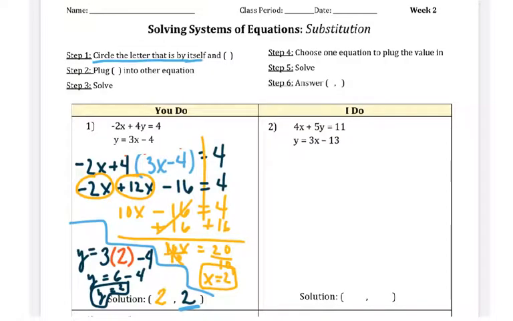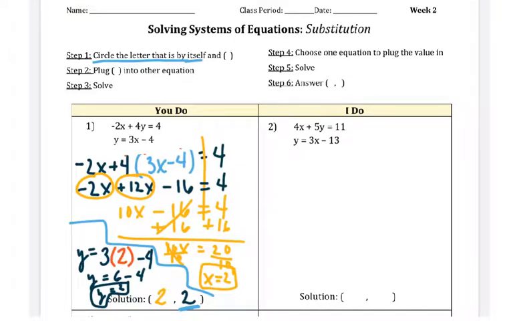Okay, so I substituted, I plugged this expression into the other equation. I did all of my solving just like I did last week. I put that answer in the ordered pair for x. Then I go back. y is 3 instead of x. I know that x is 2, and then minus 4.